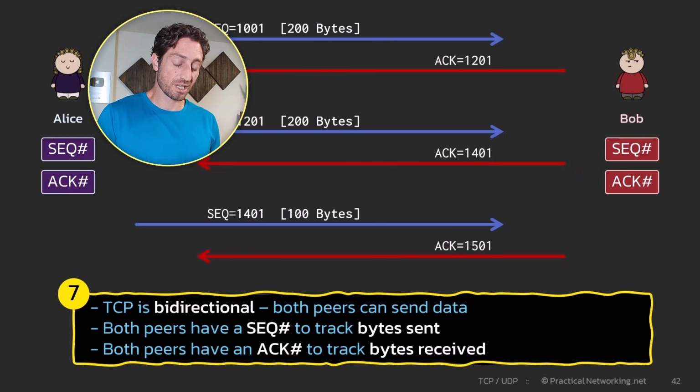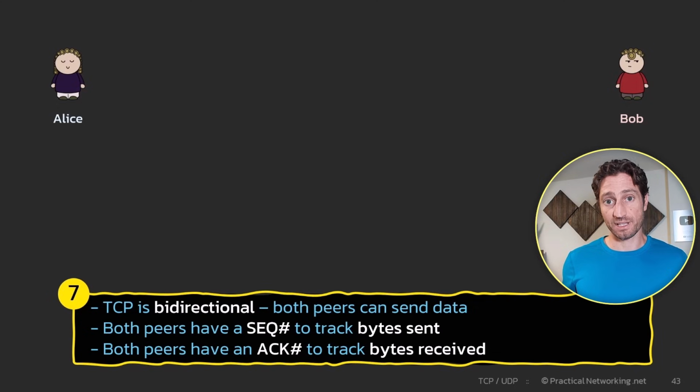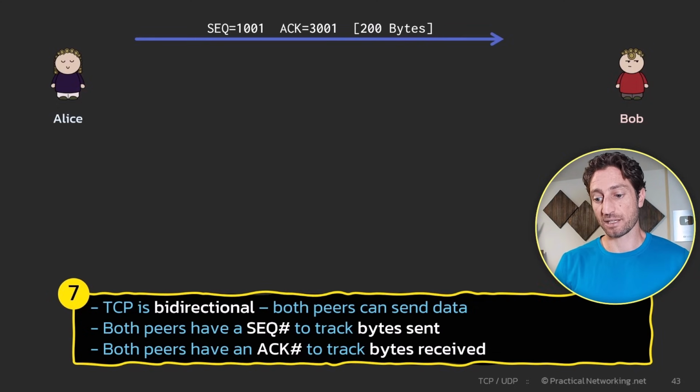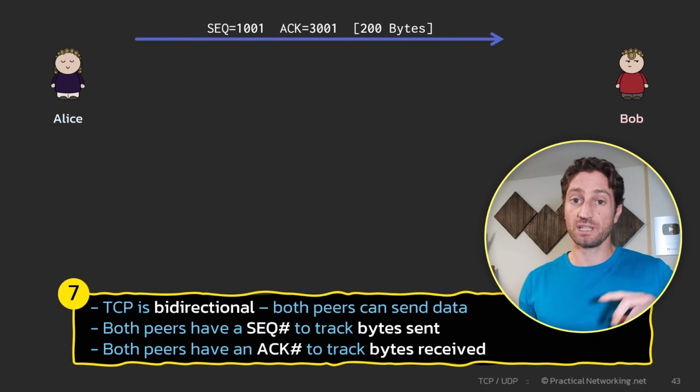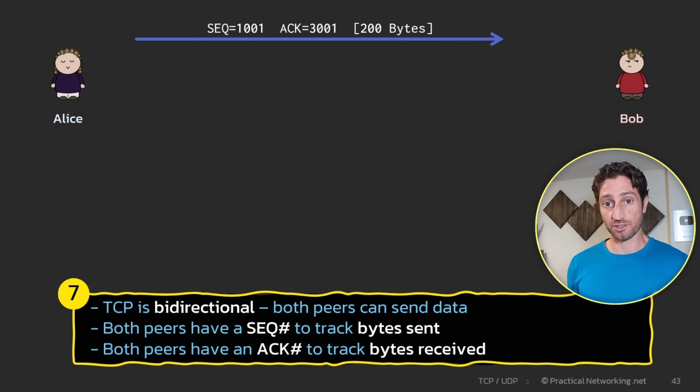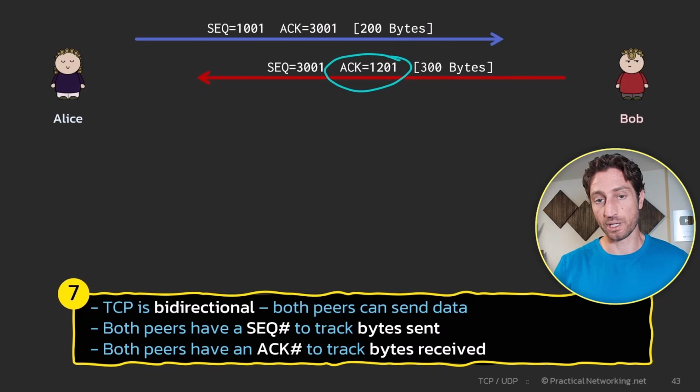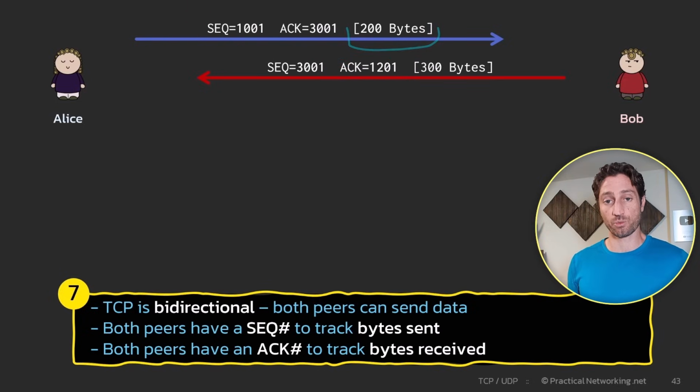With idea number 7 in mind, let me show you what the exchange would look like. Alice is going to start by sending this packet. This packet starts with sequence number 1001 and includes 200 bytes. Notice Alice has an acknowledgement that she is including in this packet, and how she knows to start at 3001 will be answered in the next idea. In any case, to acknowledge receiving this segment, Bob is going to respond with this acknowledgement. ACK 1201 is going to confirm the reception of the 200 bytes starting with sequence number 1001.